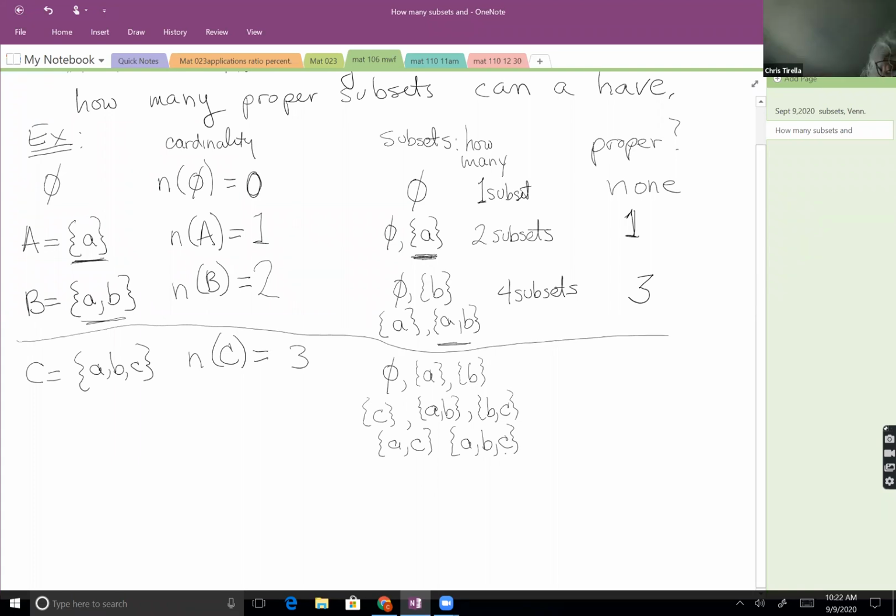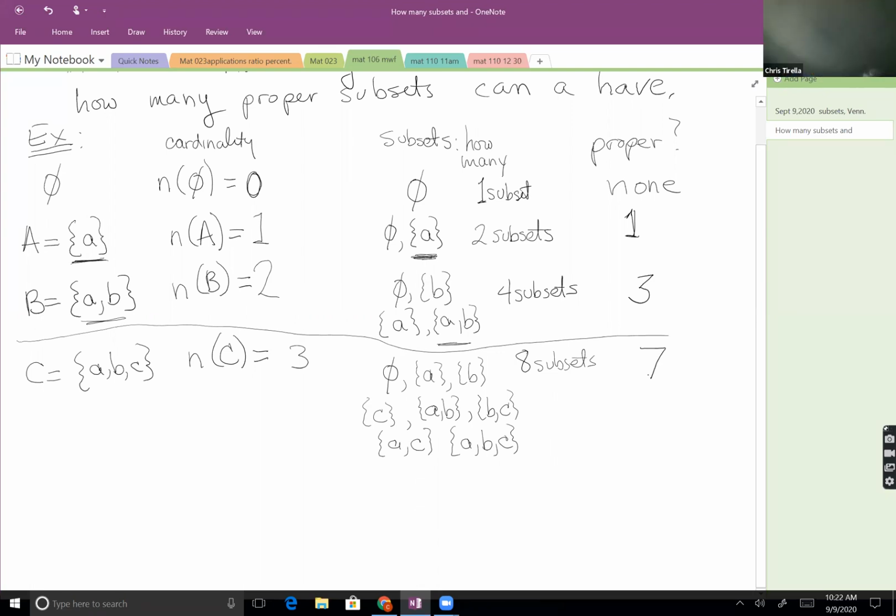And so that gives us 1, 2, 3, 4, 5, 6, 7, 8 subsets. And of those 8 subsets, how many are proper? 7. We have to take one away.